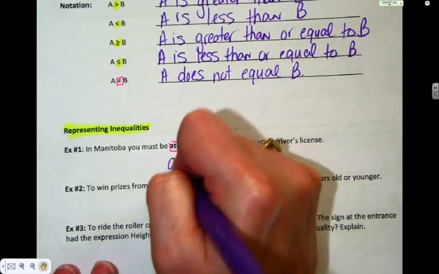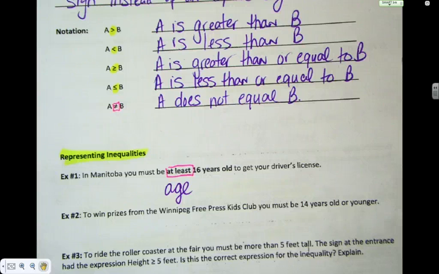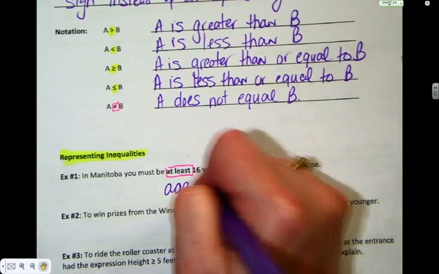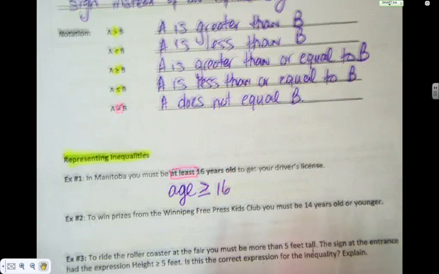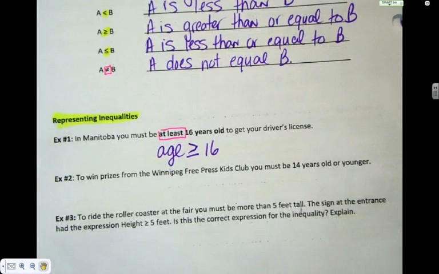So we can say your age, and now we have 4 choices. Has to be greater than 16, less than 16, greater than or equal to 16, less than or equal to 16. Greater than or equal to. So there's our first situation where we're using that or equal to. Why do we have that or equal to? Because you can be 16. You don't have to be greater than 16. You can be 16 or higher.